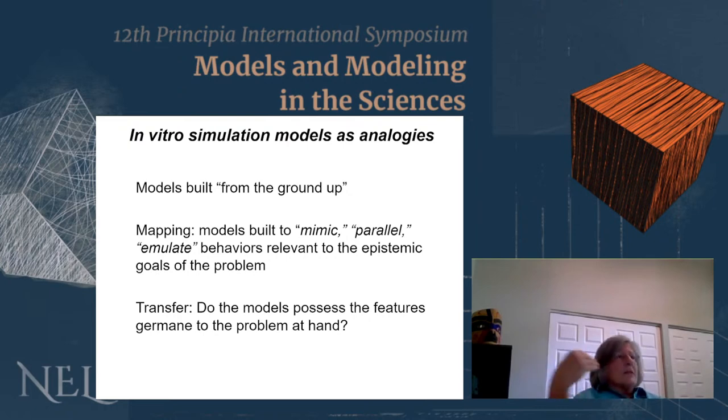Mapping requires that the models be built to, in their words, mimic, parallel, emulate behaviors relevant to their epistemic goals. And the big question about transfer is their evaluation as they are building the models. They are evaluating: do the models possess the features germane to the problems at hand?